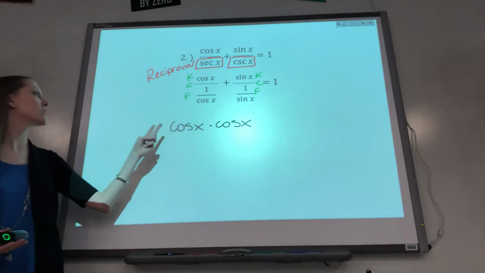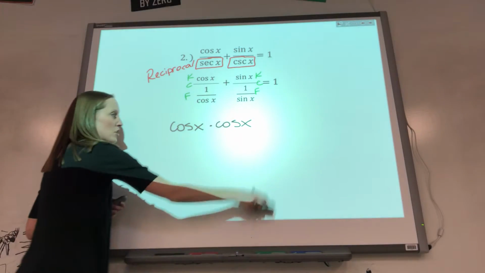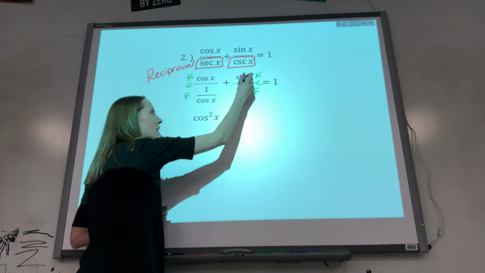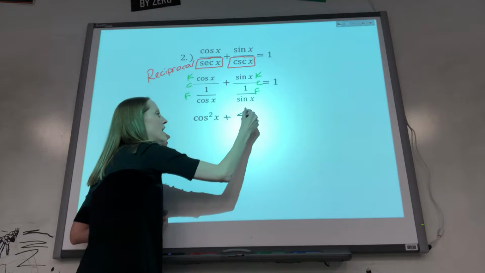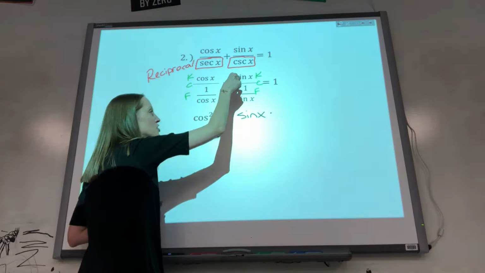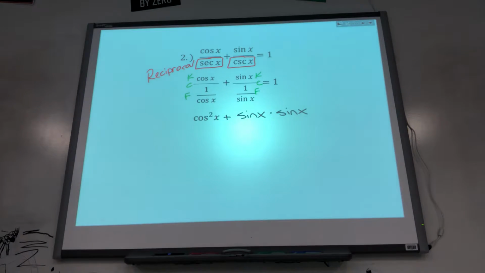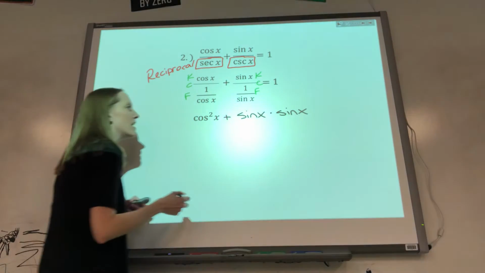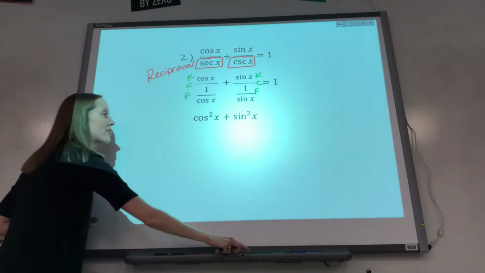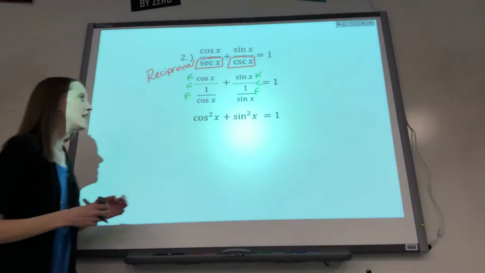What's a better way to write cosine of x times cosine of x? Cosine squared of x. I went ahead and put that down. Now, same thing will happen over here. Sine of x, keep that, change it to multiply, and flip that fraction on bottom. Sine of x times sine of x, the best way to write that is just sine squared of x.